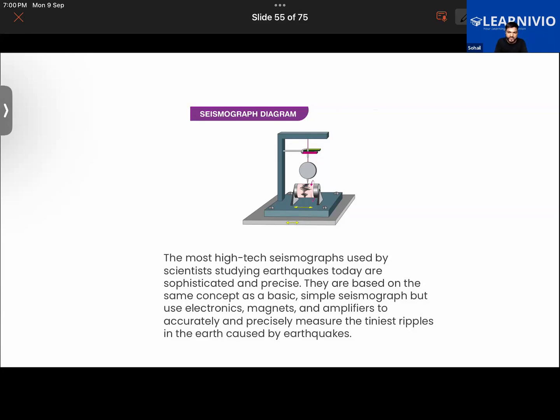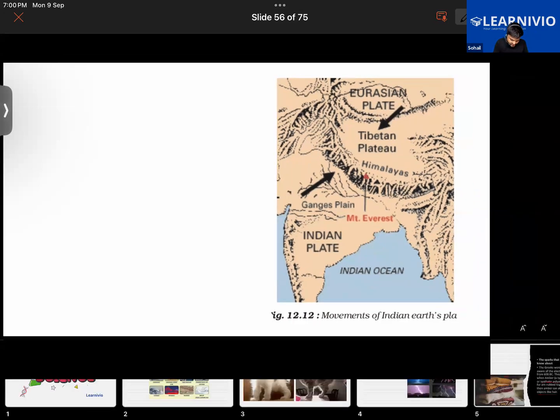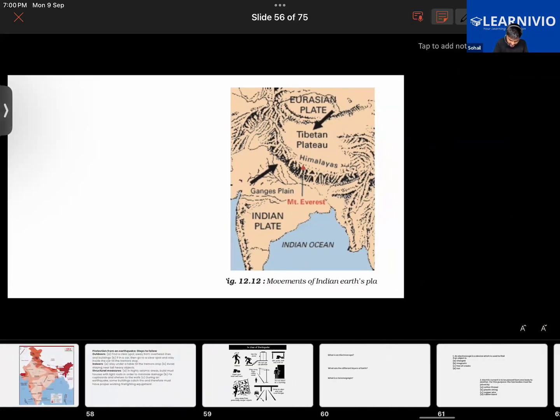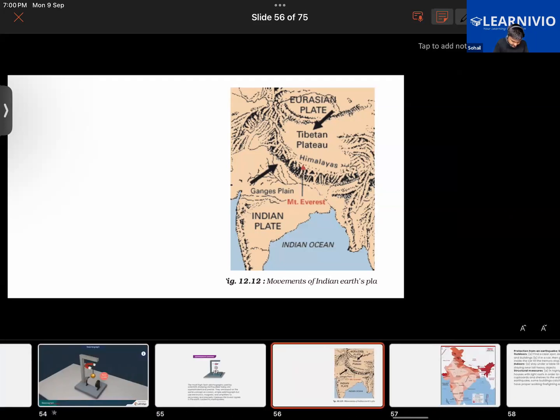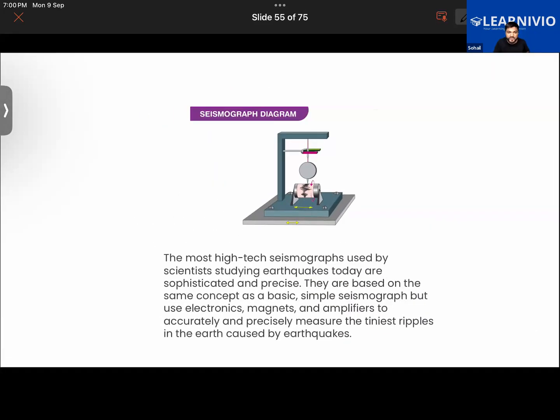This seismograph records those seismic waves on a graph paper, and by analyzing it, scientists will determine the magnitude of the earthquake, meaning how strong or how weak the earthquake is. That is one thing. Now you guys know, nowadays we have the concept of earthquake proof buildings. You would have seen that nowadays earthquake resistant buildings are being made.